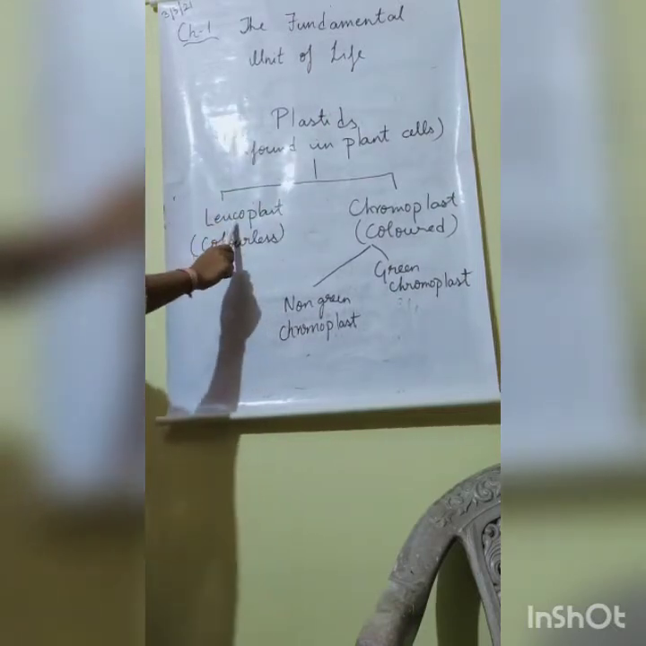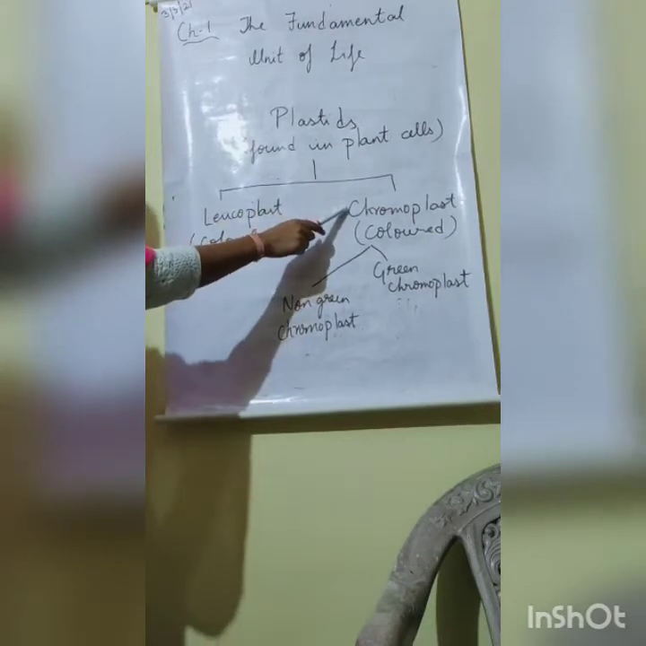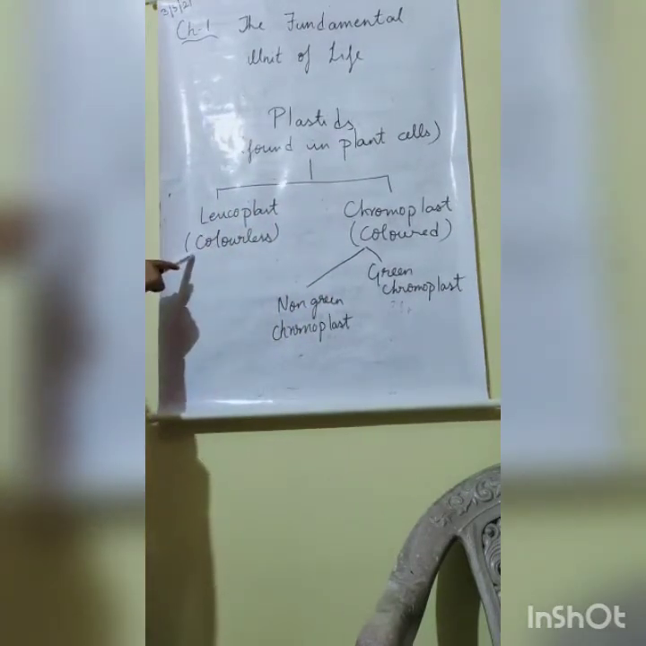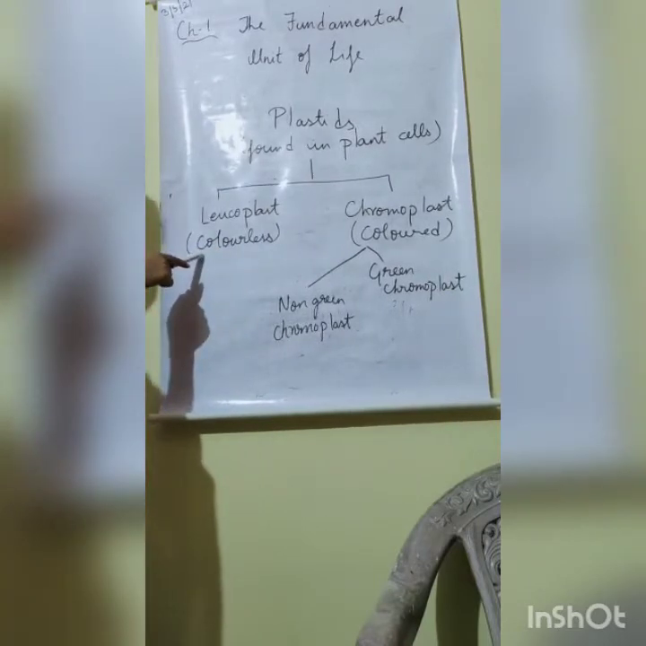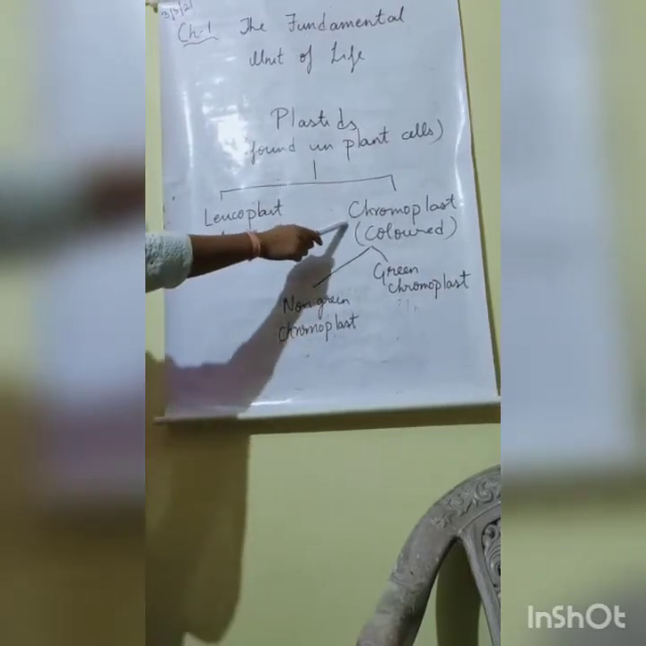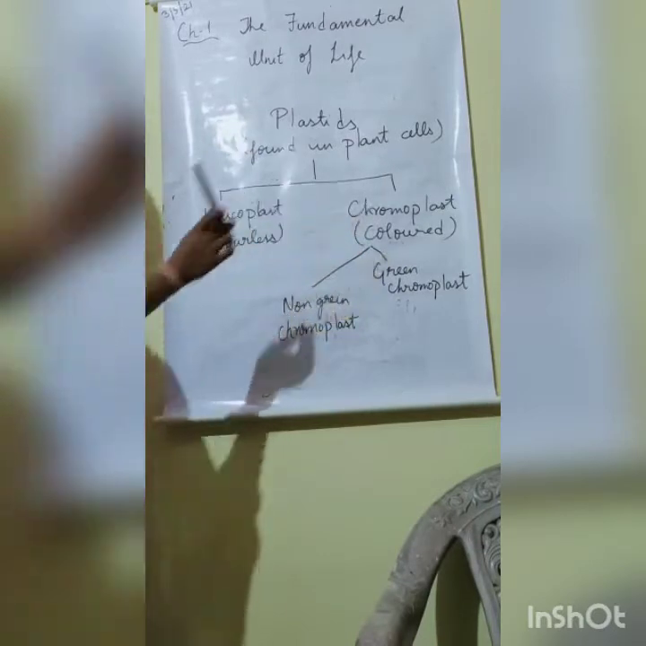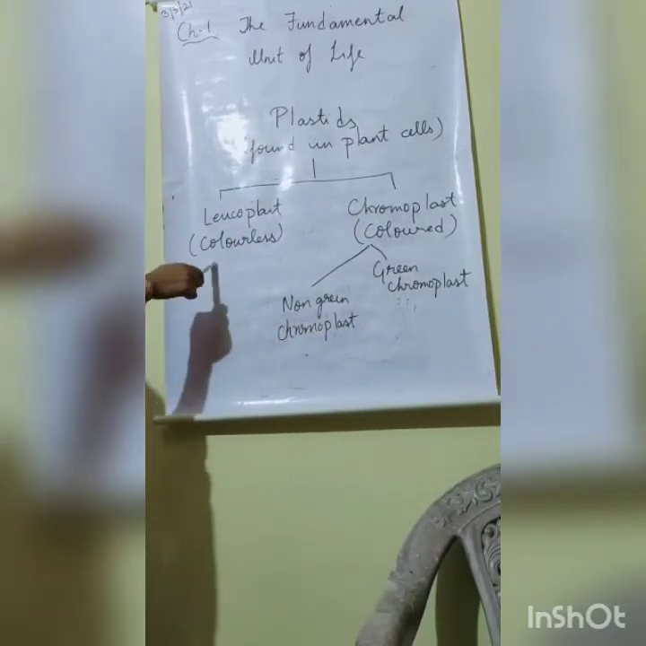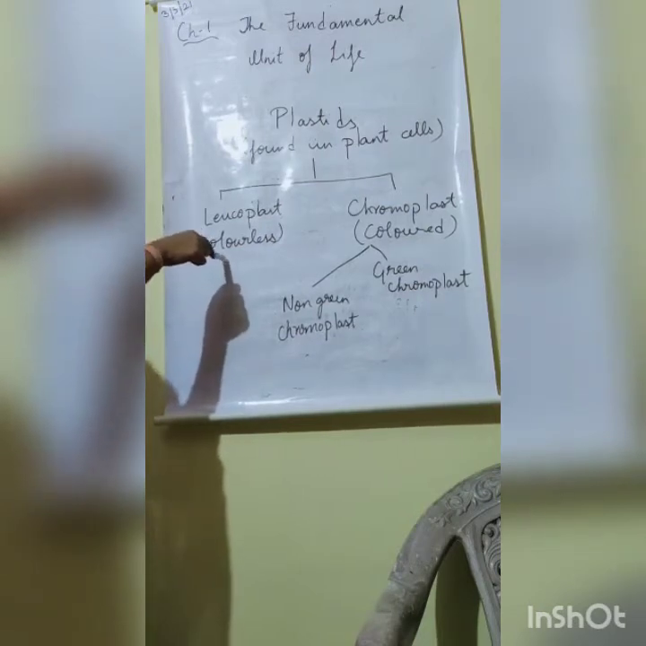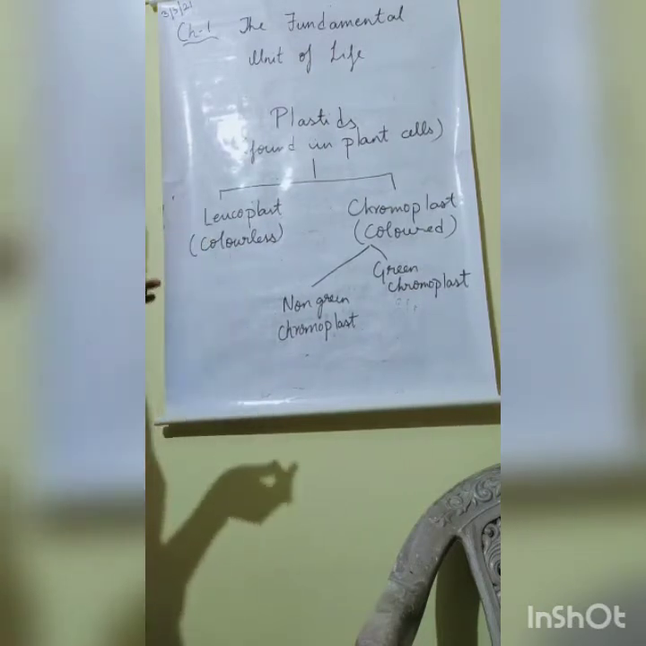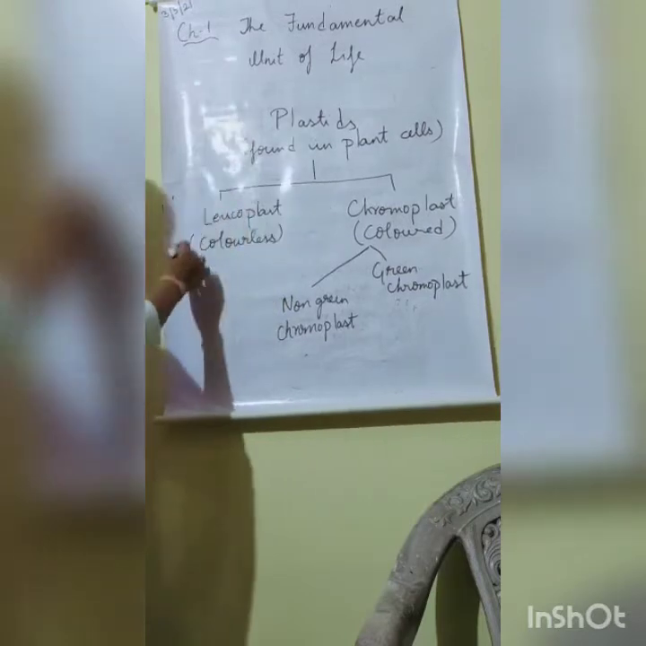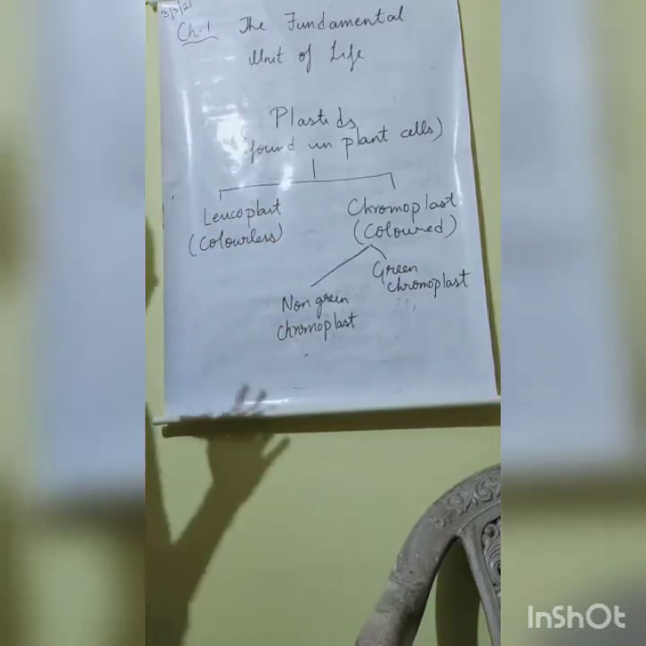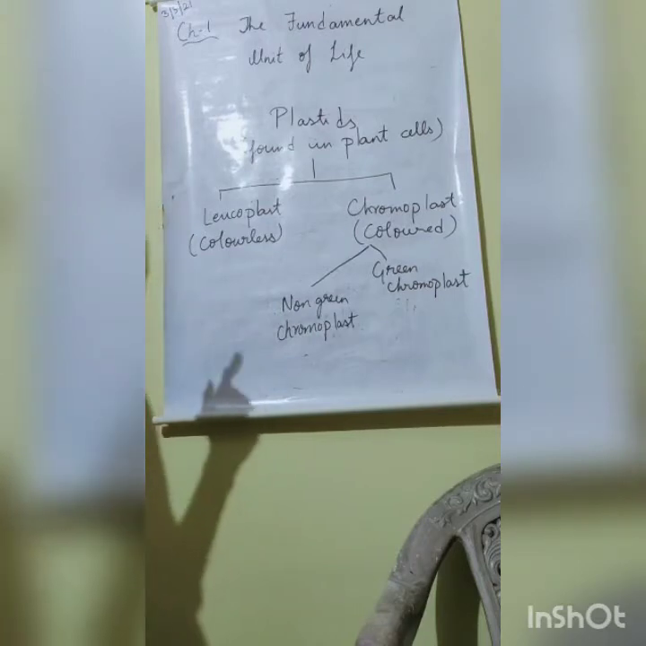First one is leucoplast and second one is chromoplast. Leucoplasts are the colorless plastids and chromoplasts are the colored plastids. Okay, children, now these leucoplasts occur in the part of the cell which is not exposed to sunlight.